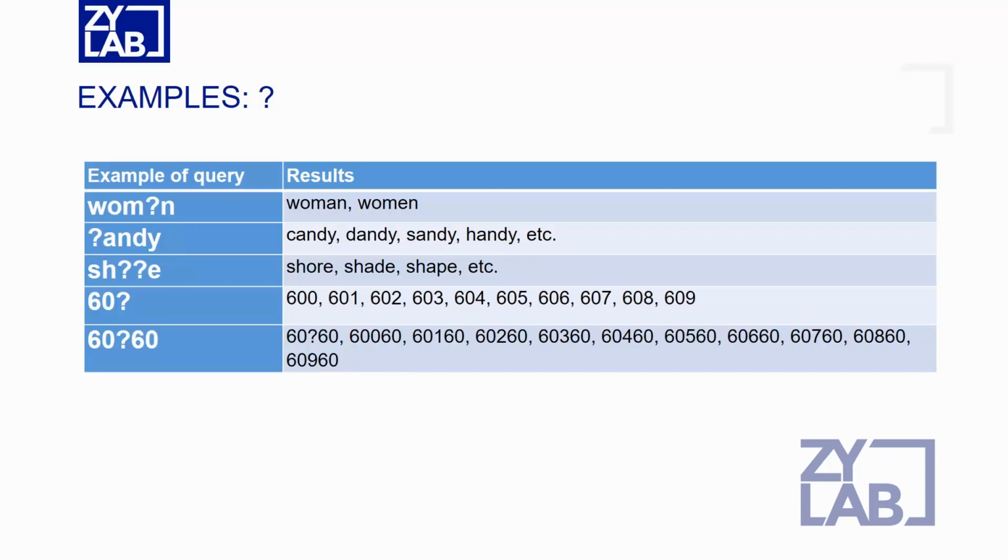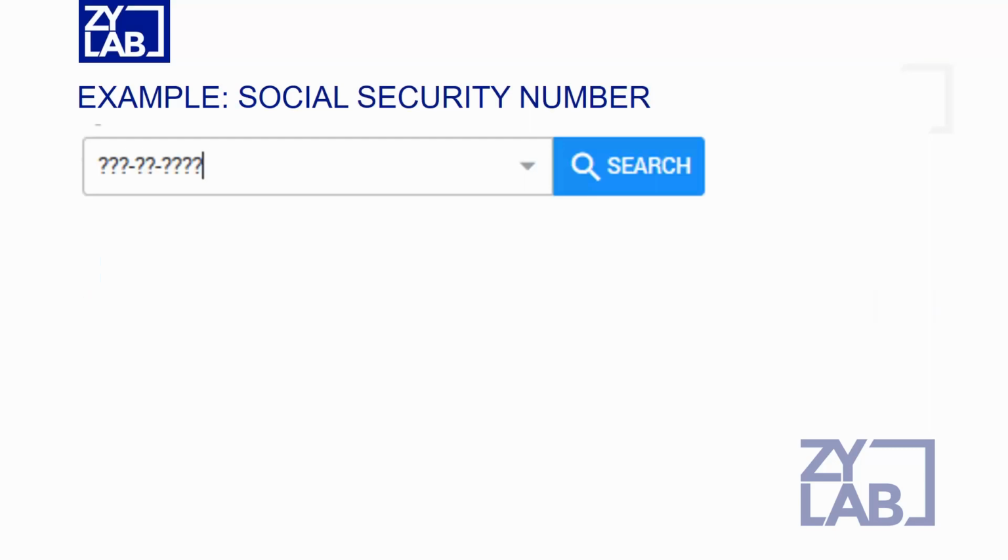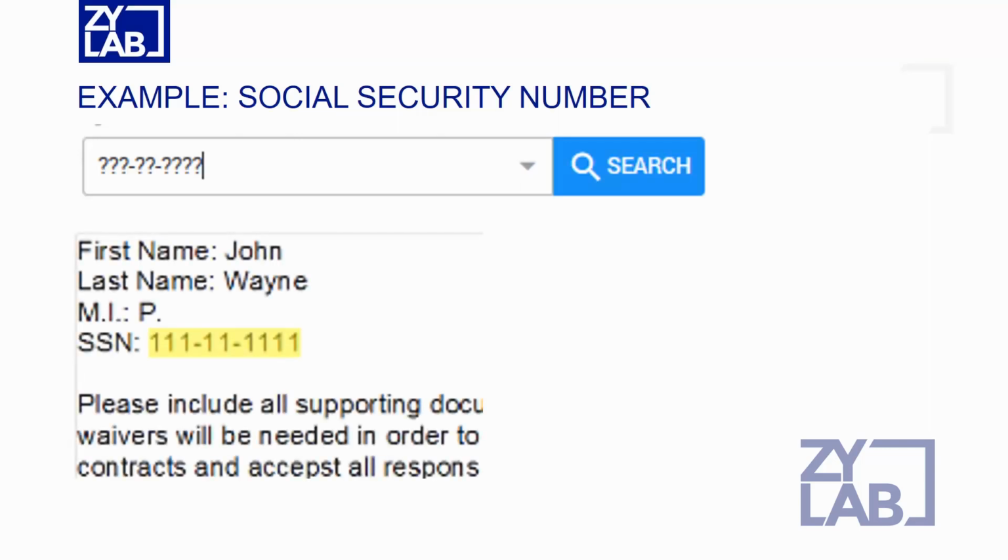The question mark can also represent numbers. A search for 60 question mark would return 600, 601, 602, 603, etc. As an example, one could look for a U.S. Social Security number by using the pattern shown. This could be used as an auto-redaction query or a QC search for PII. Using this wildcard search would successfully return Social Security numbers with the same pattern.